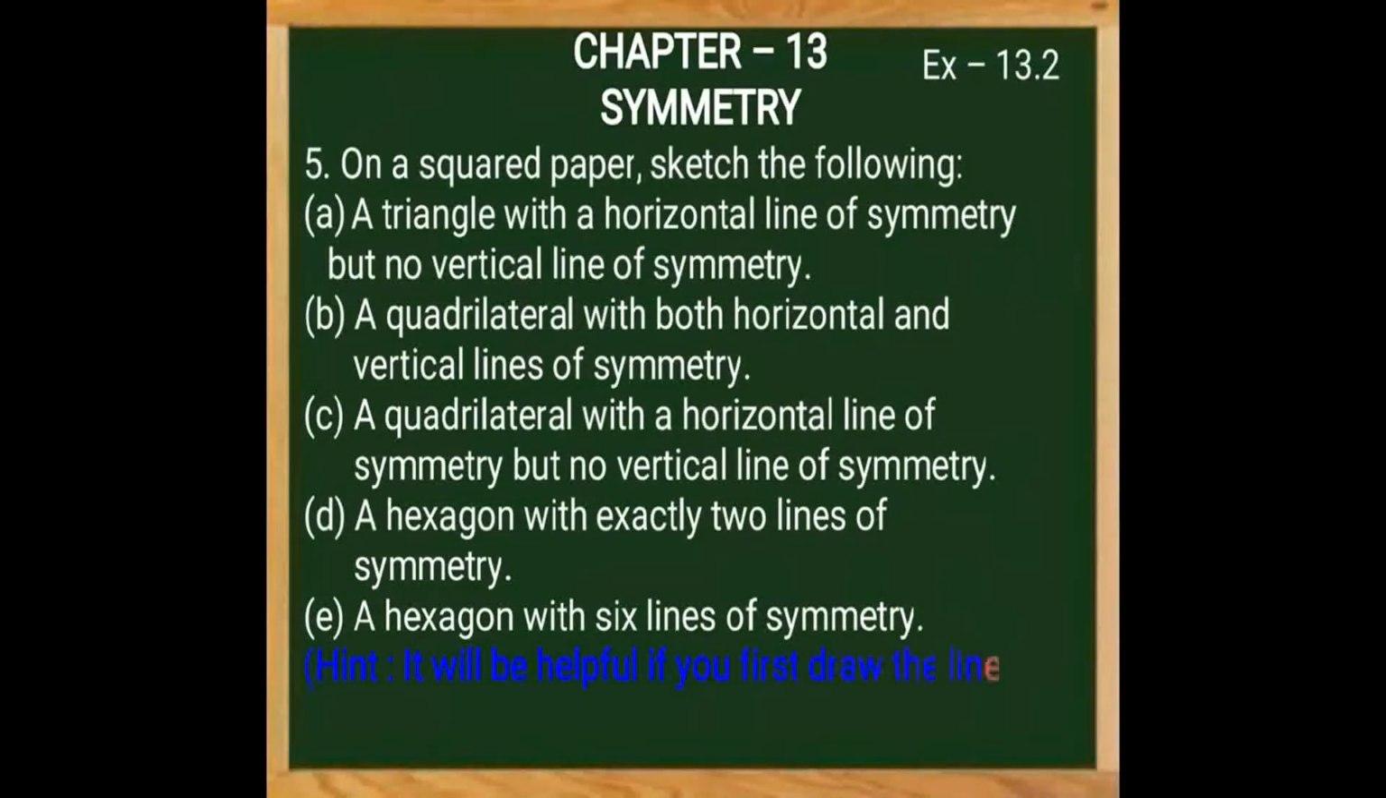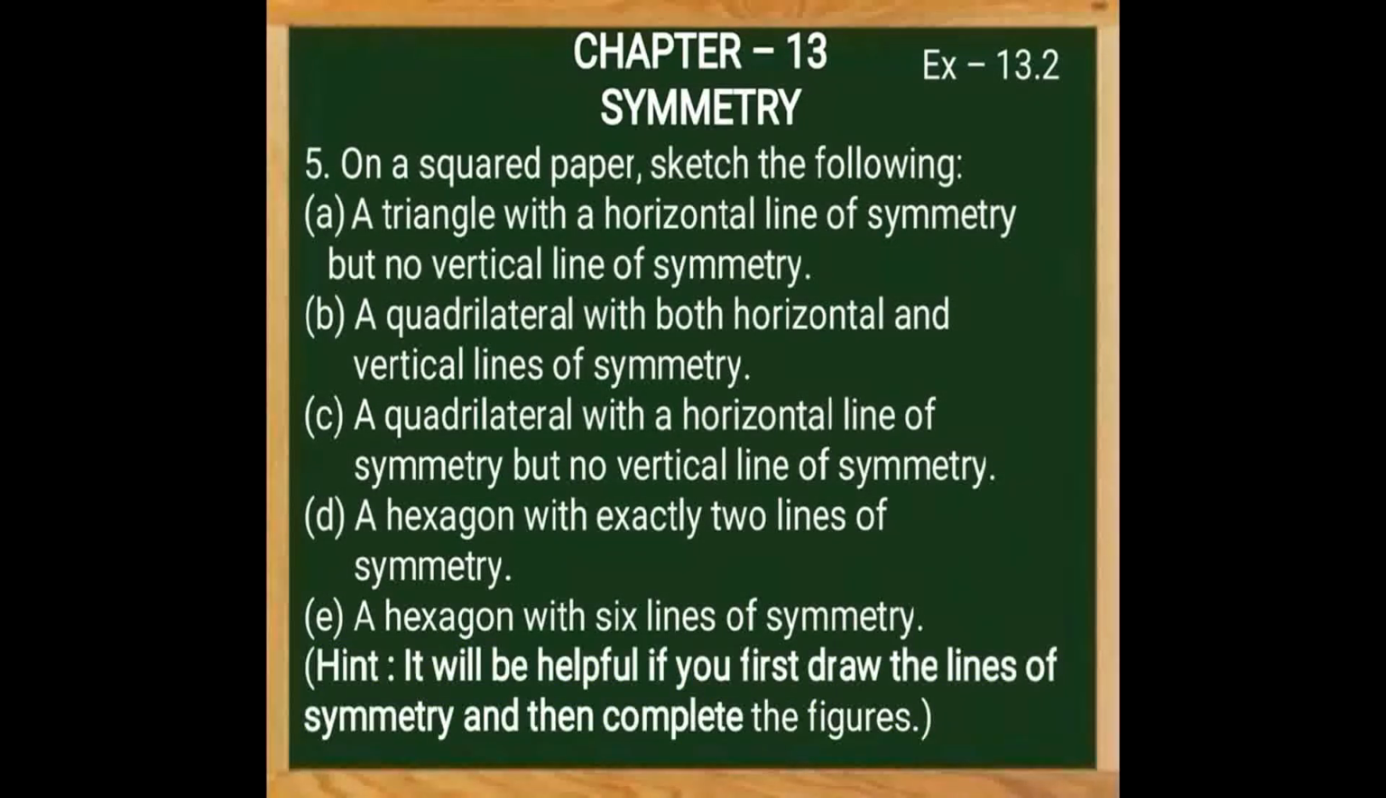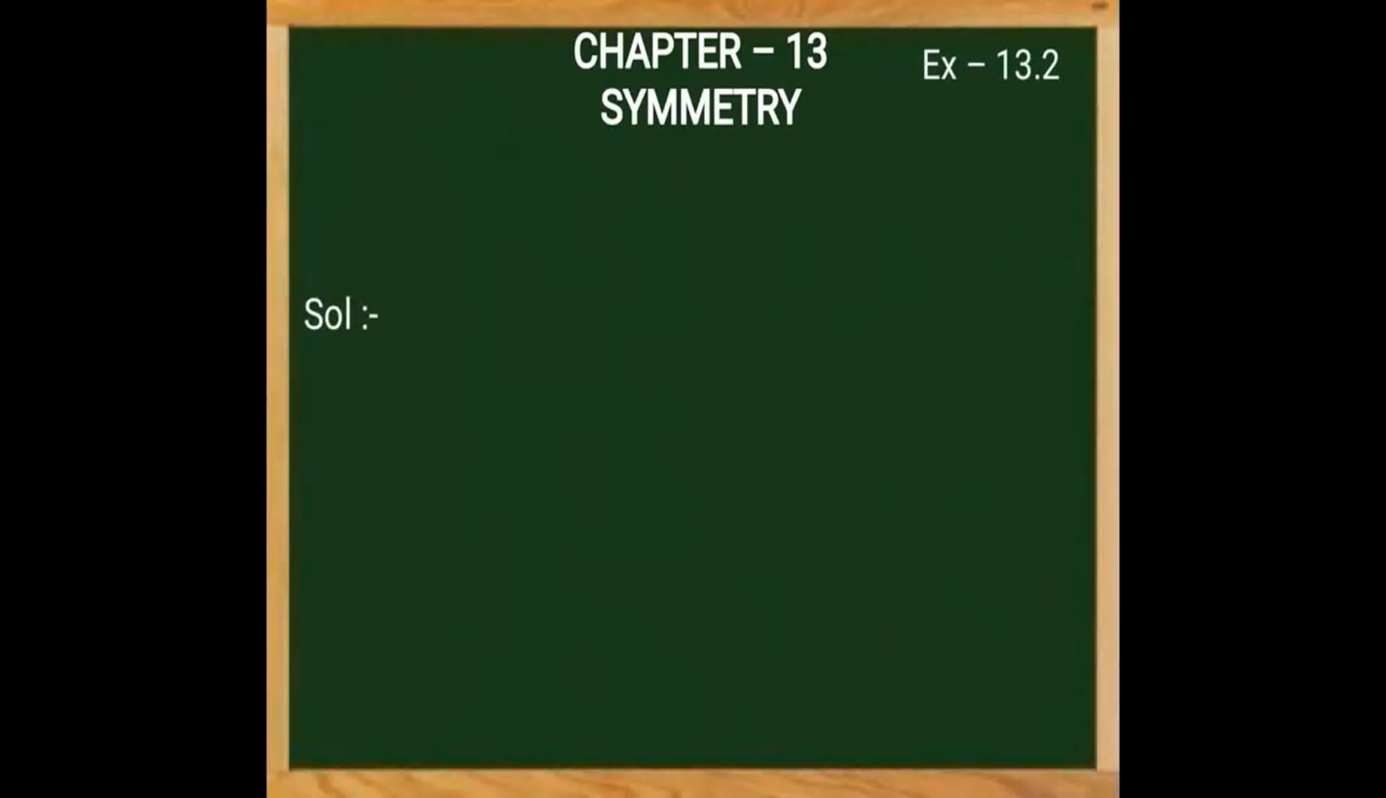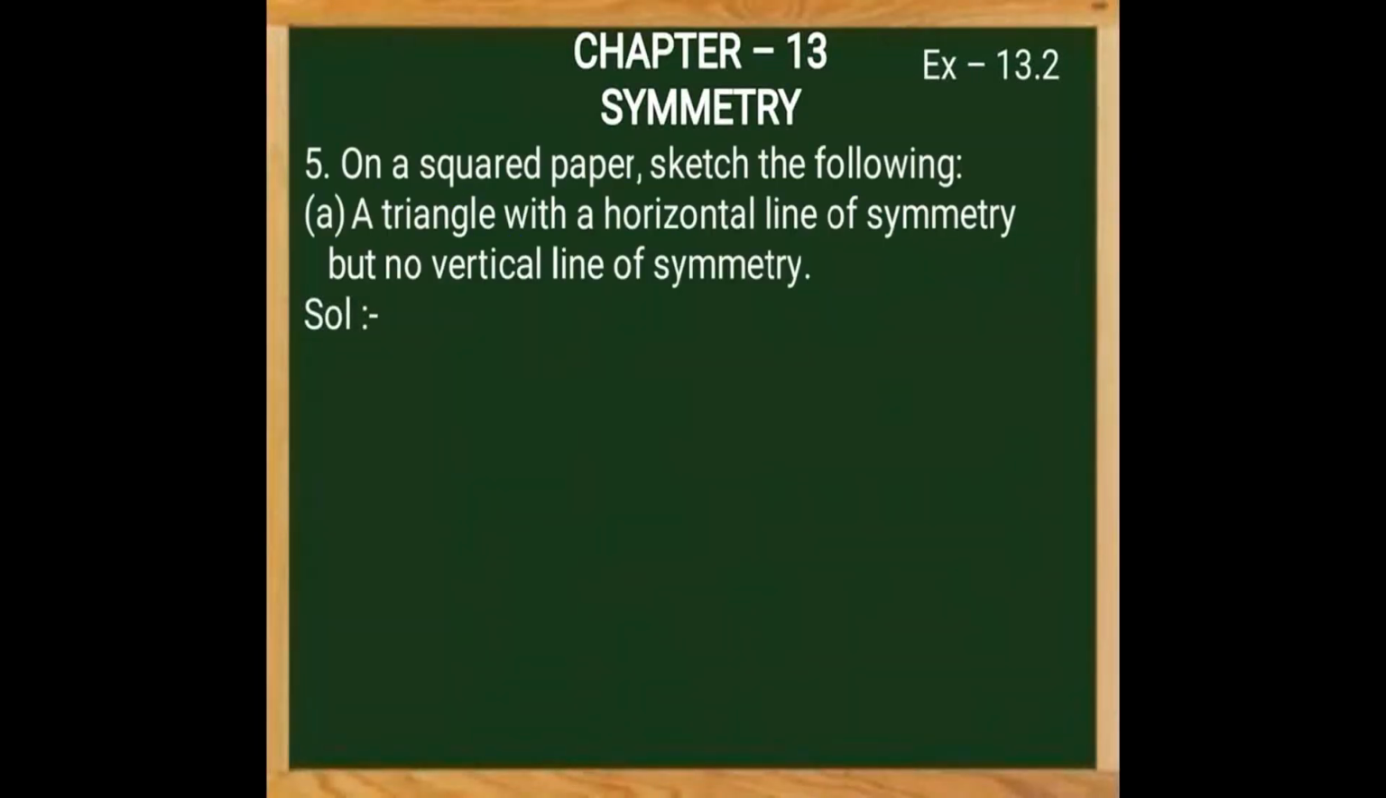So what would we do? We need to follow the hint as well. It will be helpful if you first draw the lines of symmetry and then complete the figures. So let us deal with one part at a time. Let's move to solution number 5, A part. A triangle with a horizontal line of symmetry but not a vertical line of symmetry.